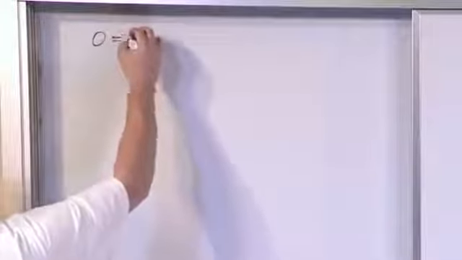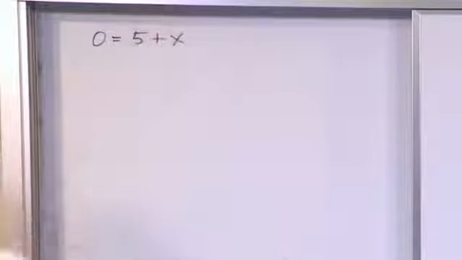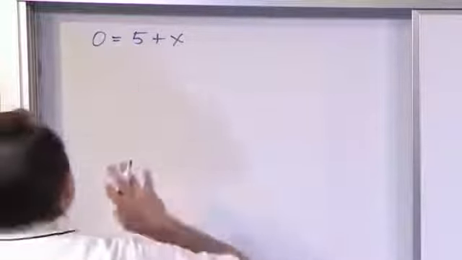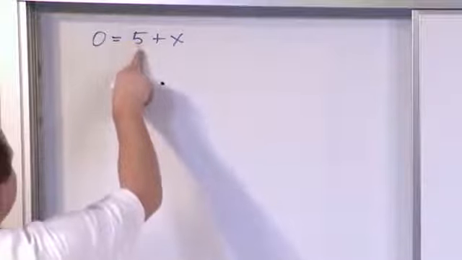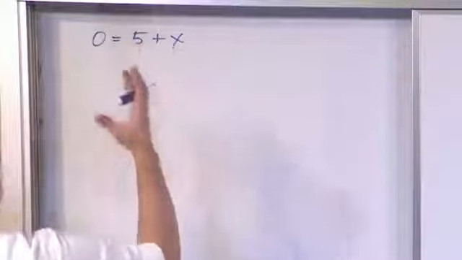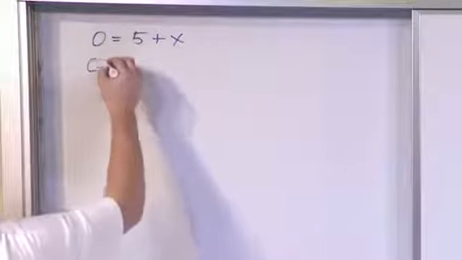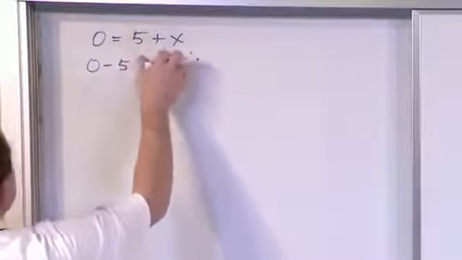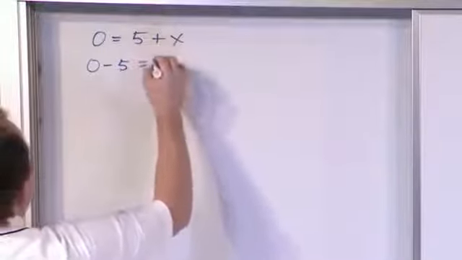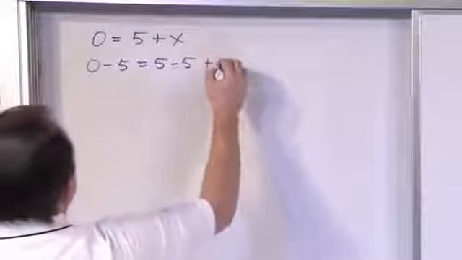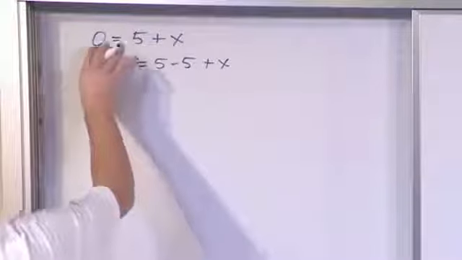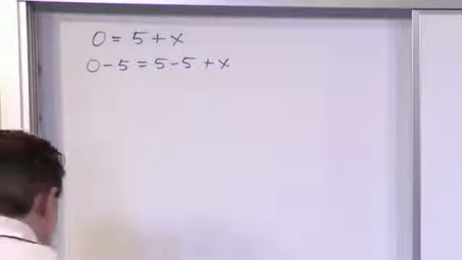All right, for our next problem, we have 0 is equal to 5 plus x. So it looks really simple. X is on the right-hand side. How do we solve it? We want to get rid of this 5. This is a positive 5, so we have to subtract 5. So on the left, we're going to subtract 5. And on the right, we're going to subtract 5. So we subtract 5 from the right, we subtract 5 from the left.